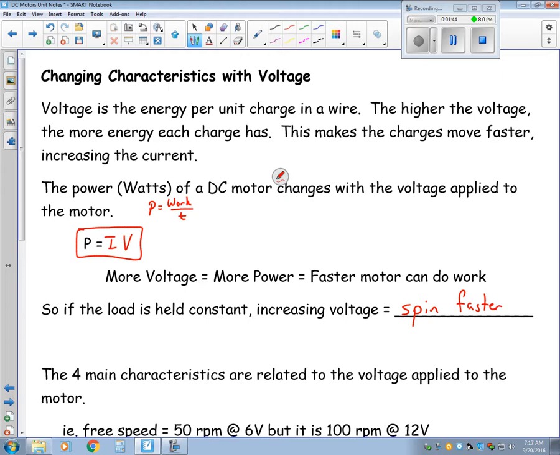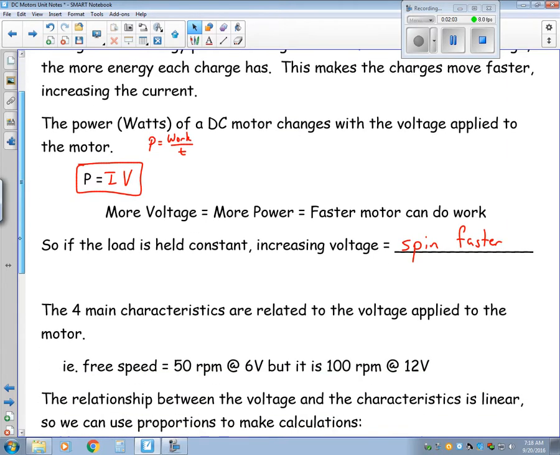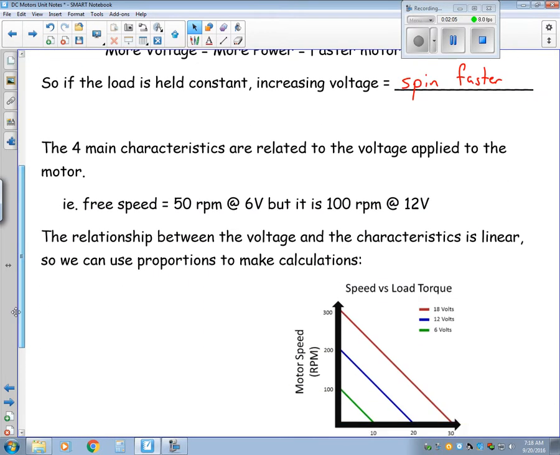On your joystick, you'll have the two thumb joysticks on your controller. That's what they do. They increase the voltage. It tells the microcomputer how much voltage to send to the motors. So the four main characteristics, they're related to the voltage applied to the motor.